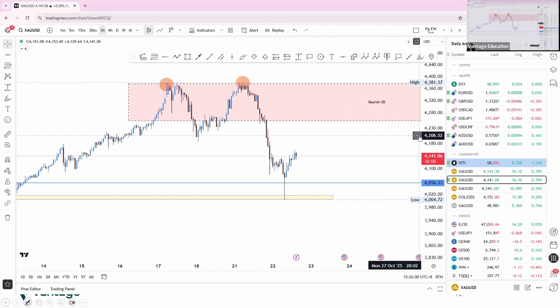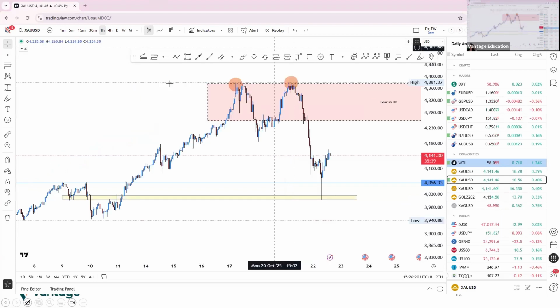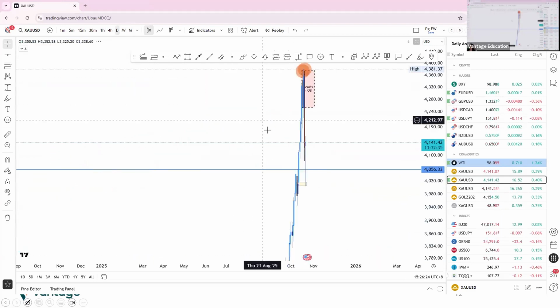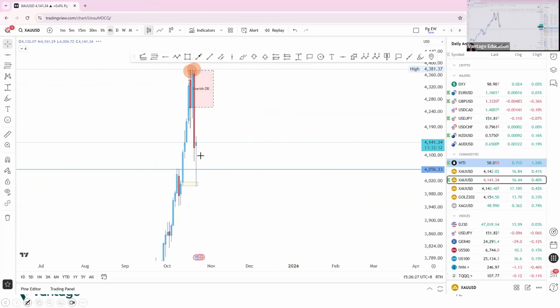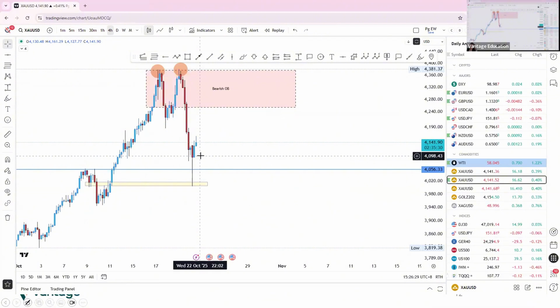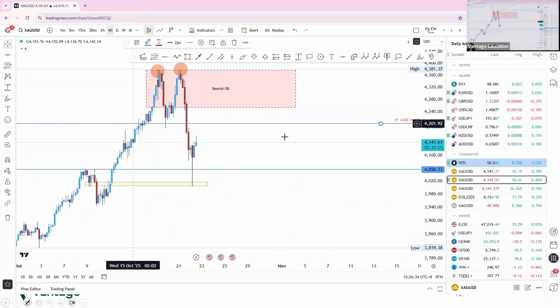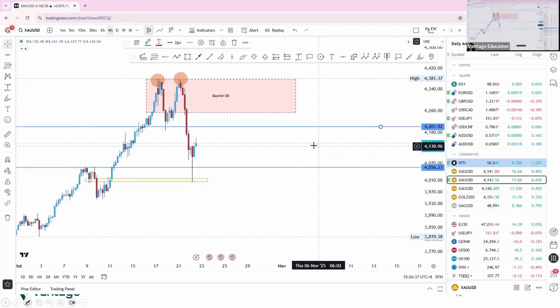So today, I'm going to use the daily time frame for the day trade. Based on the D1 time frame right here, yesterday price closed with a bearish candle. So today I'm going to look for the sell entry. Basically, first just identify the resistance right here.